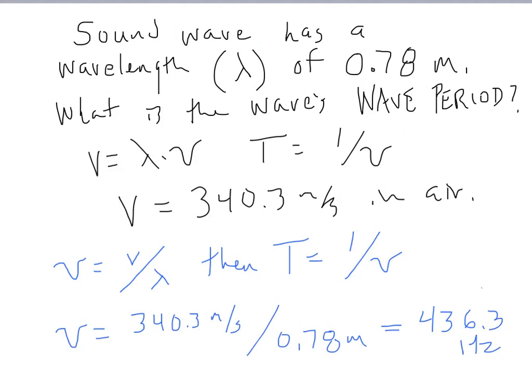Now we just need to take that frequency and take the inverse. So we're going to do 1 over 436.3 hertz and see what we get. And that's going to be 0.0023 seconds. So that will be my wave period. So that's a few quick review problems having to do with wavelength, frequency, wave period, and velocity.